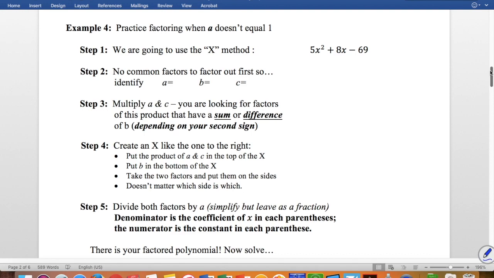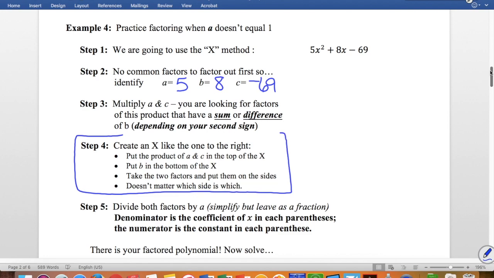So my first step is to identify my a, which is 5, my b, which is 8, and my c, which is negative 69. So you're going to multiply a and c, and I want you to just go ahead and drop down. Once we multiply a and c, drop down to this step. This tells you what we're doing with a and c. We're going to be looking for factors of this product that have a sum or difference, depending on your second sign. And we're not even going to really depend on our second sign. We're going to just go ahead and multiply my a and my c.